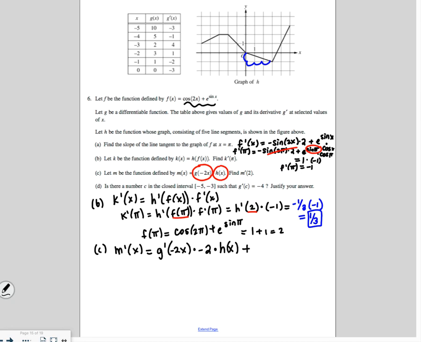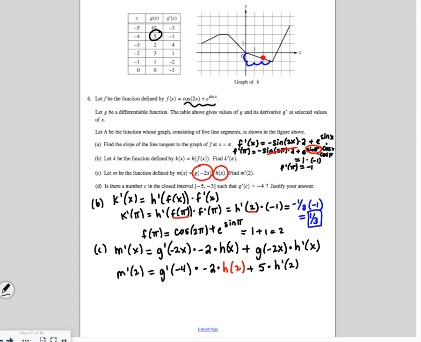And then I do plus. Now I keep the g of -2x the way it is, and I multiply by the derivative of h of x, so I have h prime of x. So m prime of 2 is going to be g prime of -4 times -2 times h of 2. So h of 2, if I look at my graph, it's right there. Ooh, it's kind of hard to find. We're going to leave that as it is for now. And then plus g of -4. So g of -4 is in our table. It's 5 times h prime of 2.